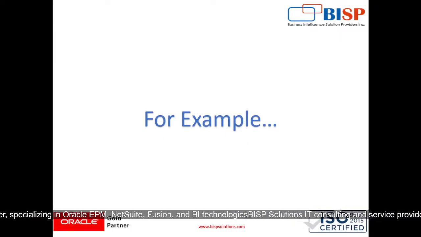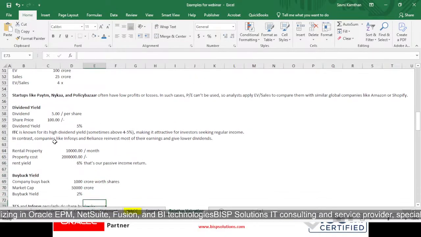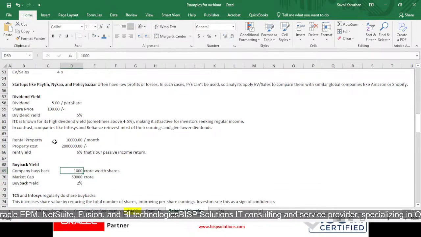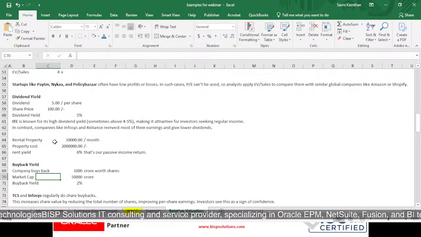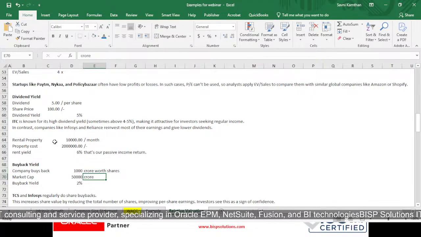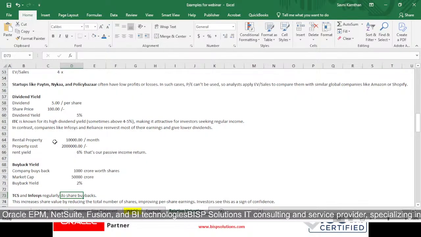So for example, if a company buys back 1,000 crore worth of shares and its market capitalization is 50,000 crore, the buyback yield will be 2%. For example, TCS and Infosys regularly do share buybacks.